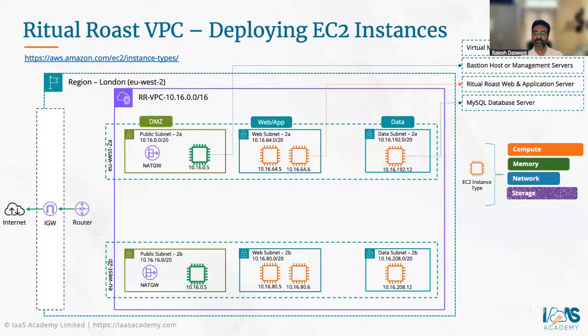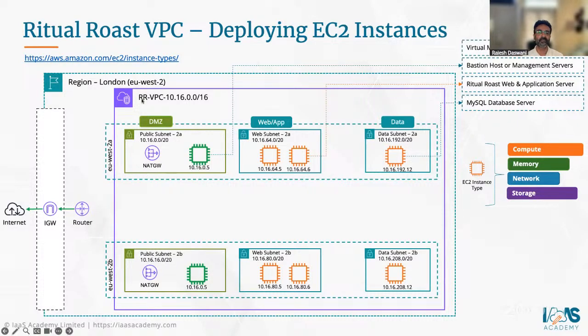Now, when you create or deploy an EC2 instance, you define what is known as an EC2 instance type. So you select an EC2 instance type, and that basically defines the amount of compute capability it has in terms of CPU, the amount of memory it has, the network capacity that it's capable of, and the kind of storage that you can attach to it. So that defines the EC2 instance type.